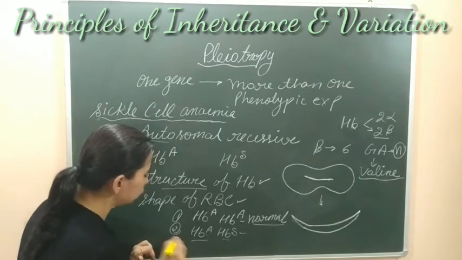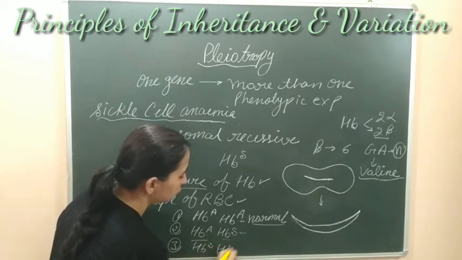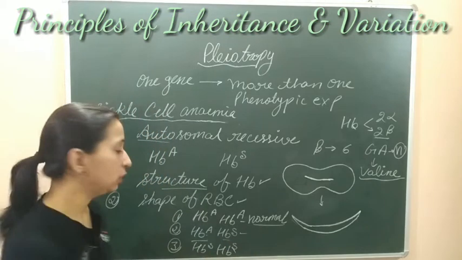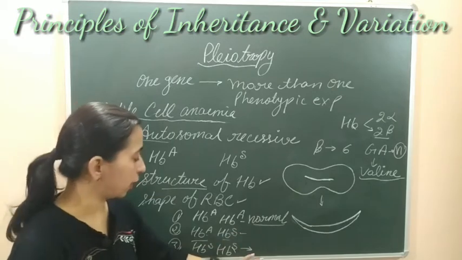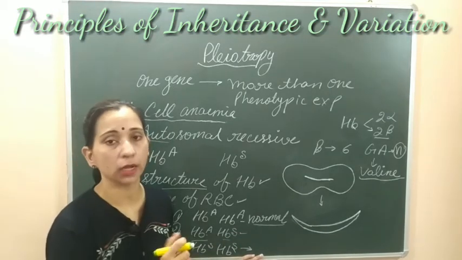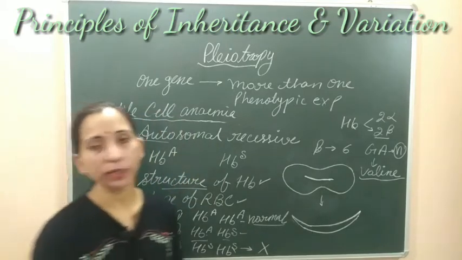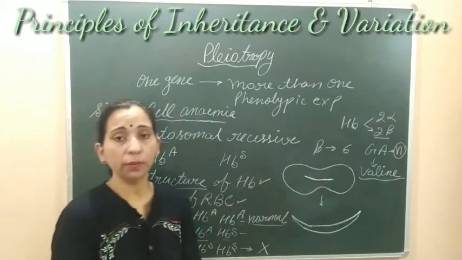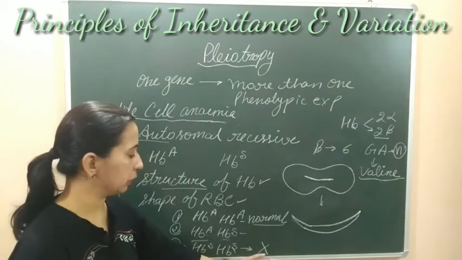In the third condition, when HBS HBS, both of these alleles are present in the recessive condition, this is the actual condition where the disease occurs, and this type of person is not able to survive. They are not able to survive because the RBCs are not able to transport the oxygen, so how can they survive? So this is not a possible condition.